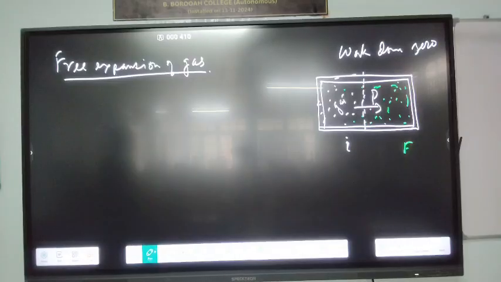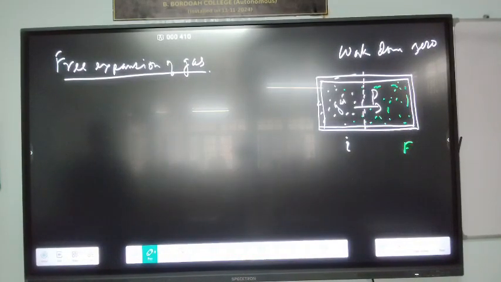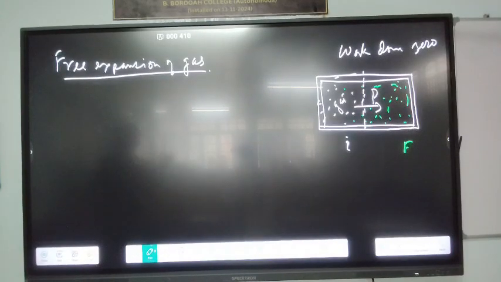Is it a reversible process or irreversible process? You are going from an initial state to the final state. Is it reversible or irreversible? Can I bring the gas back again to the initial state without affecting the surroundings?